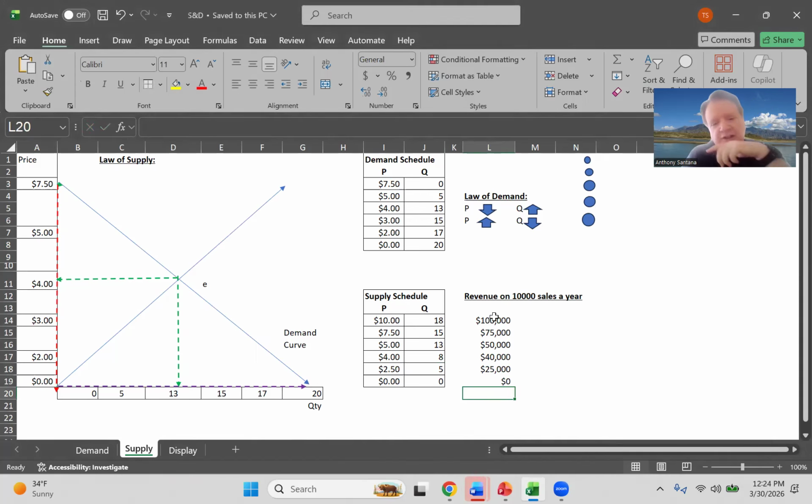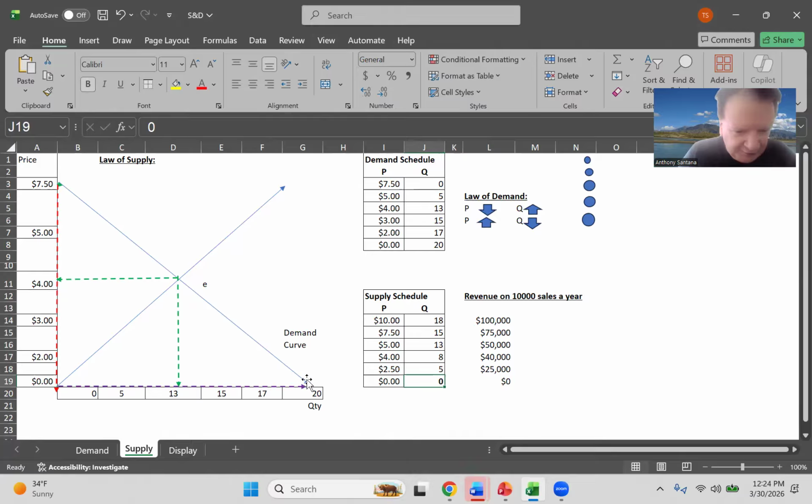So assuming that you sell 10,000 at $10, times 10,000, that's $100,000. At $7.50 times 10,000, that's $75,000 for the year. At $5 times 10,000 is $50,000 for the year, and so forth. Okay. So the minimum: I ask how many people would do it for zero, and nobody replies. 10,000 pizzas times $0 would be zero revenue, and nobody wants to do that.